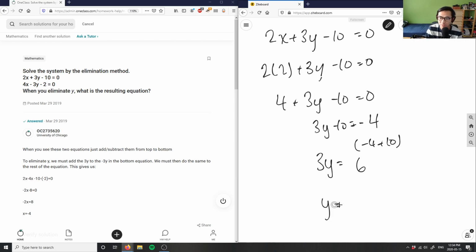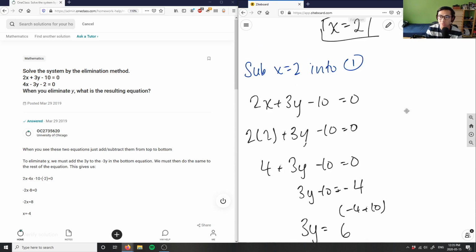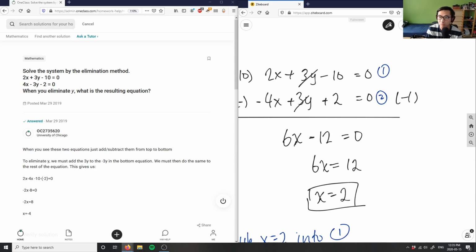And I can divide both sides by 3 here to get y equals 2. So my solution to this problem would be 2 and 2, right? So the point of intersection, or the solution to this problem here, would be 2, 2. And this here is my solution.